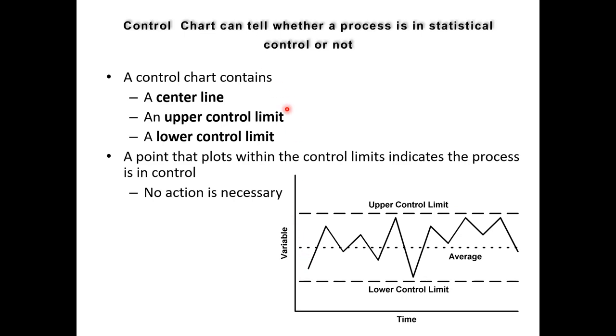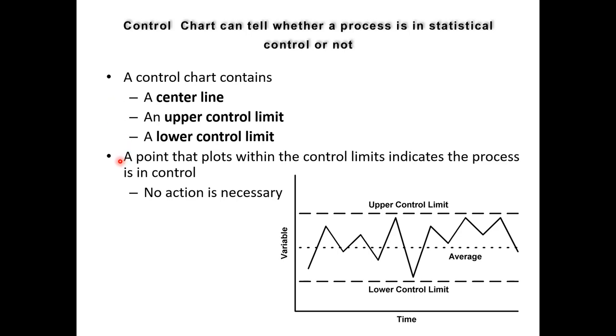Now let's look at how a control chart can tell you whether your process is in a state of statistical control. In general, a control chart contains a center line, the upper control limit, and the lower control limit. If you remember, just now we looked at the specification limits: the upper specification limit, the lower specification limit, and the center line, which is normally equal to the target or nominal value, and similarly in this case it will be the mean value.